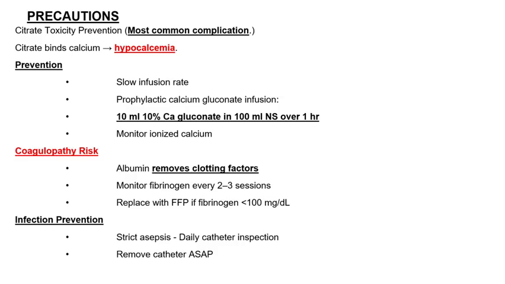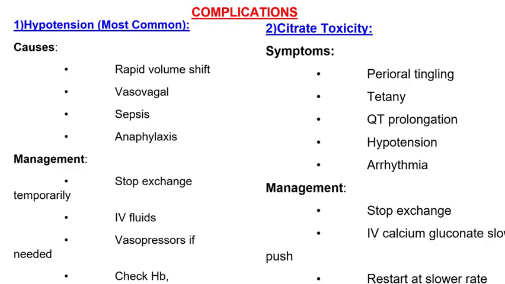Coagulopathy risks will be there. Albumin removes the clotting factors. Monitor fibrinogen every 2 to 3 sessions. Replace with FFP if fibrinogen is less than 100 milligram per deciliter. And for infection prevention, strict asepsis, and remove the catheter as soon as possible once the session is over.